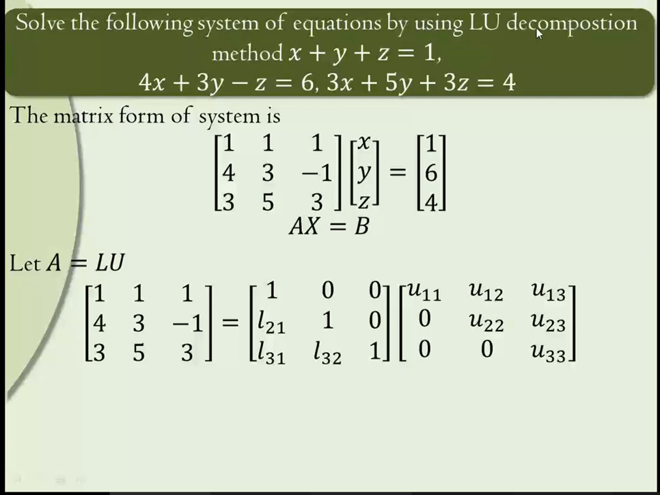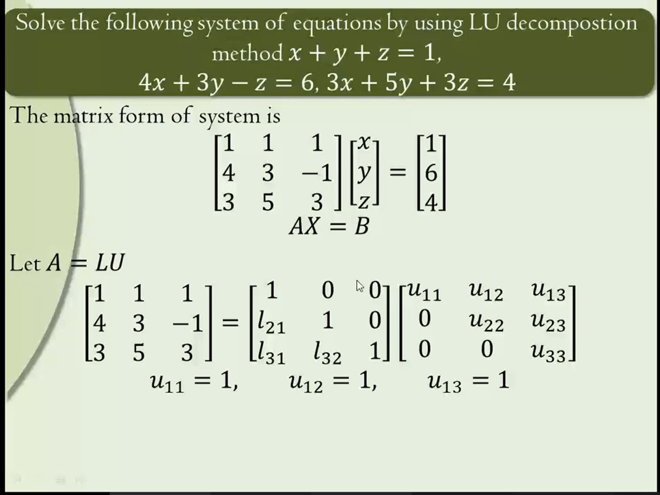Now take the product, multiply the first row with the first column, and equate it with the first row first column element. Then to get the first row second column element, take the first row of L and the second column of U. Like that, we get 9 equations. So what is the first equation? 1 into U11, 0 into 0 plus 0 into 0, that will be 1. So this is the first equation.